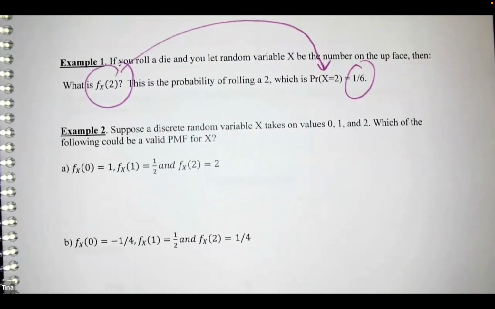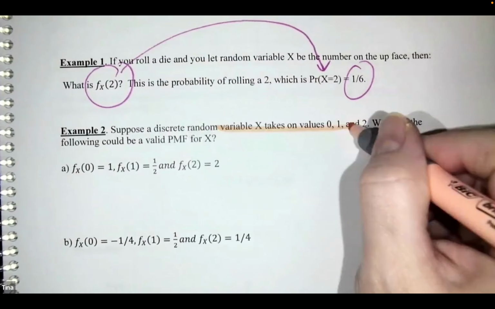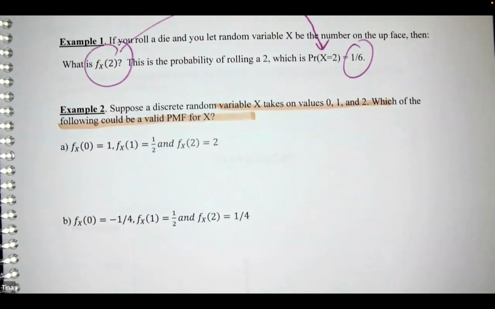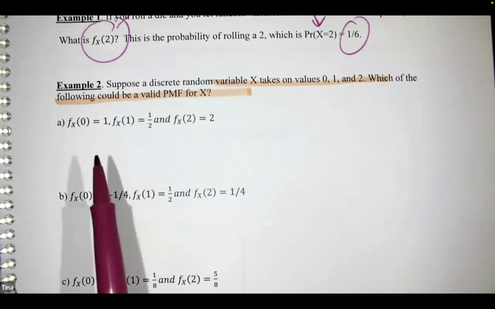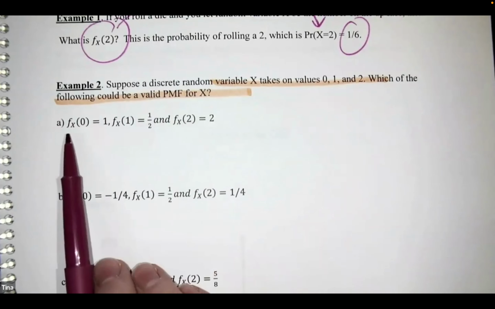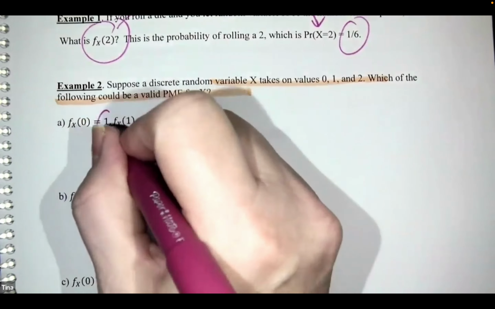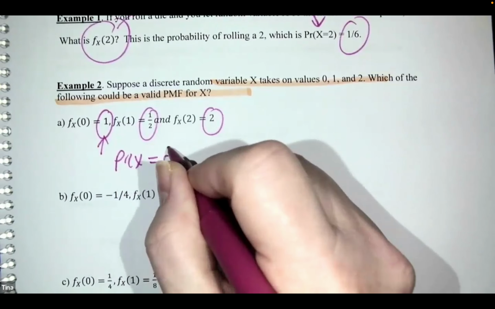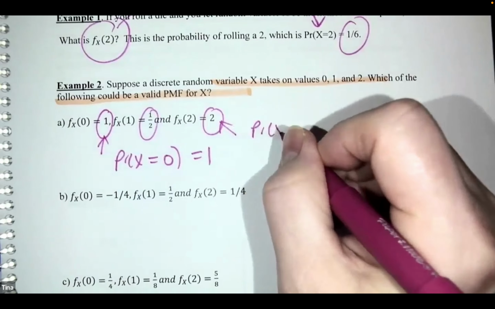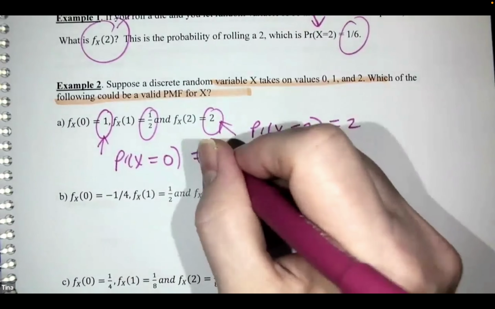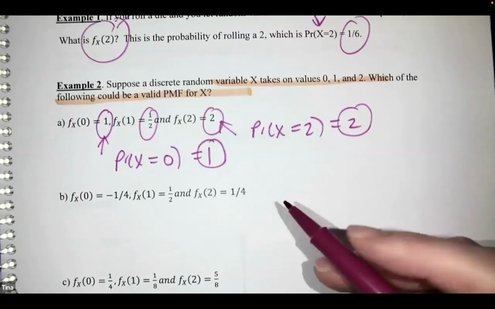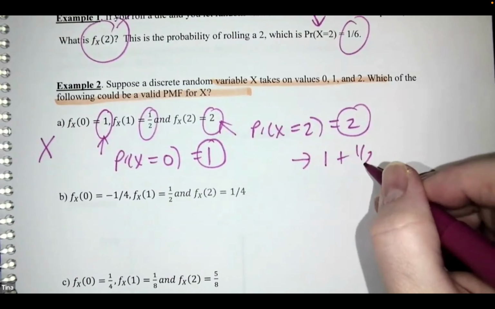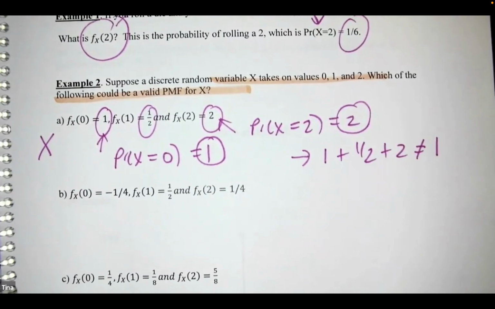Okay. Suppose we have a discrete random variable that takes on values 0, 1, 2. Which of the following could be a valid PMF, a probability mass function, for X? So if these are the different x values, 0, 1, 2, and these are the probabilities, in the first one the probability that X is 0 is 1, and the probability X is 2 is 2. Well, this doesn't make any sense because these probabilities add up to more than 1. So that's not right. 1 plus a half plus 2 is not 1. Too big.